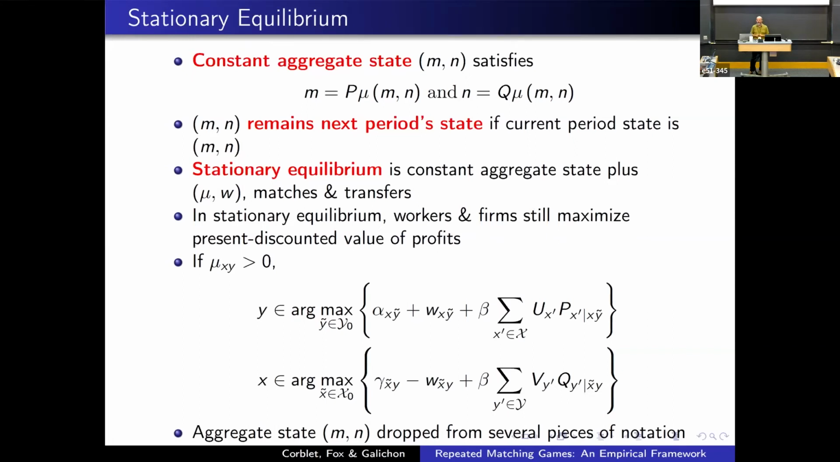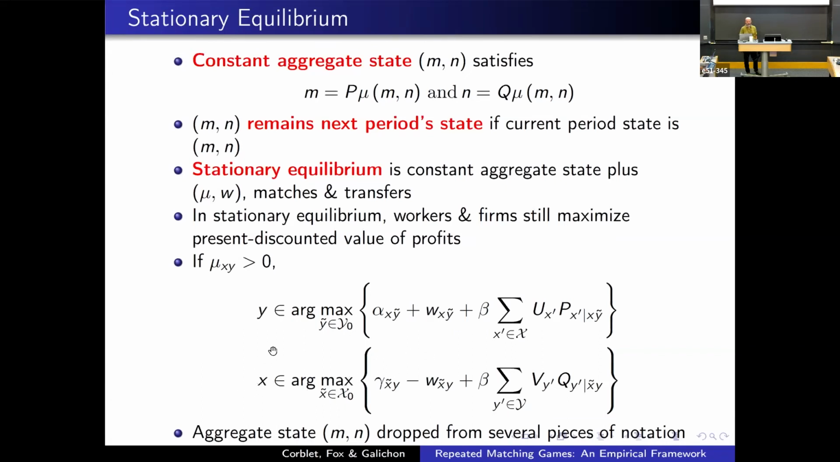So the aggregate state remains the same, even though individual states are moving around each period. A stationary equilibrium is when this constant aggregate state occurs, plus wages and transfers consistent with it. Individual workers and firms are still switching their states and maximizing their present discounted value of lifetime utility. But since the aggregate state remains constant, they don't need to keep track of what everybody else is doing when you take it to the computer. So we can drop these M and N aggregate states from the wages and from the Bellman equation continuation value, and the worker and firm problem simplifies.